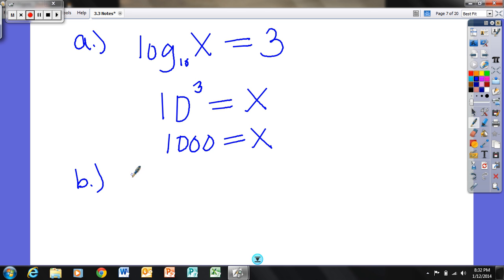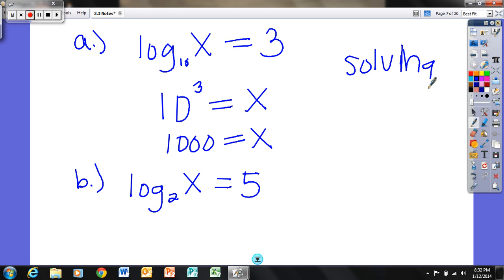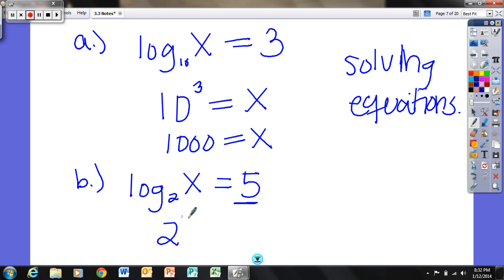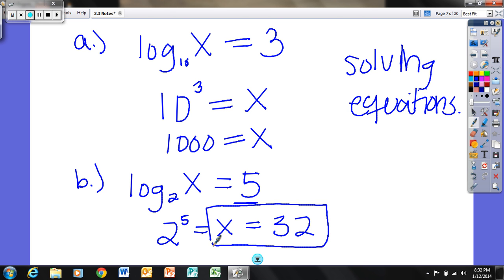Our example B is going to be log base 2 of x is equal to 5. So again, you're solving equations here. This time we have a base of 2, so we're going to have a base 2. It's raised to the 5th power, and that's equal to x. Well, we know that 2 to the 5th is really 32. So x equals 32 would be your answer.